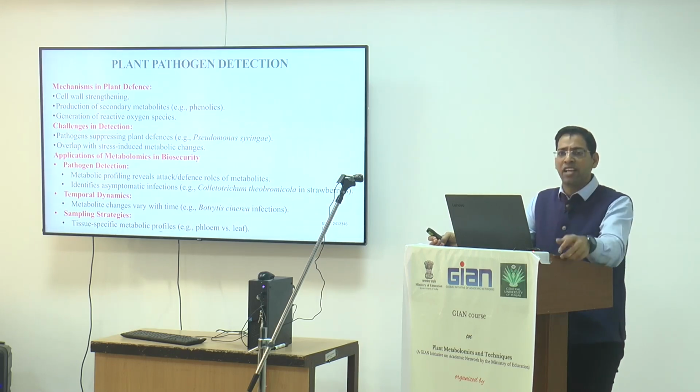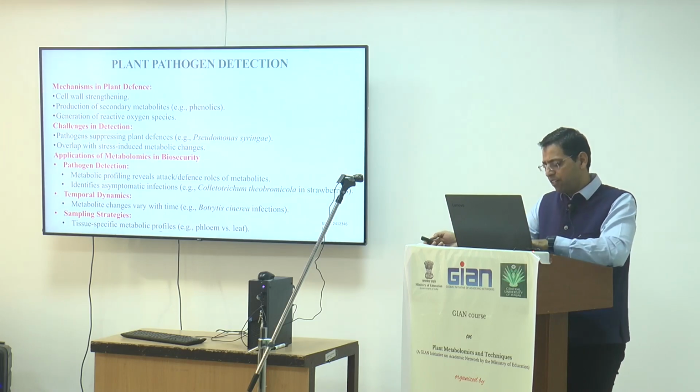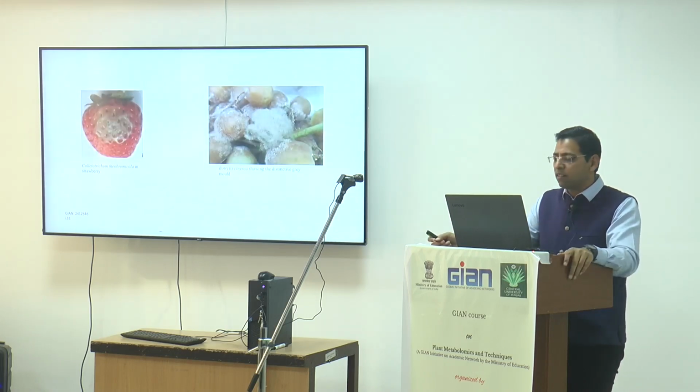So the same thing is here. What sample strategy do you have to use? Sometimes you have to use the phloem, sometimes you have to use the leaf tissue also. So this is a case we are taking here. This is a strawberry with the infection, and this is Botrytis cinerea showing the distinct grey mold.